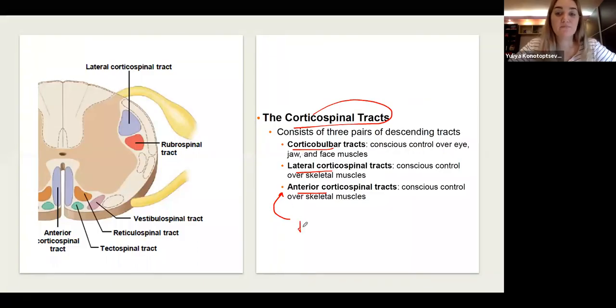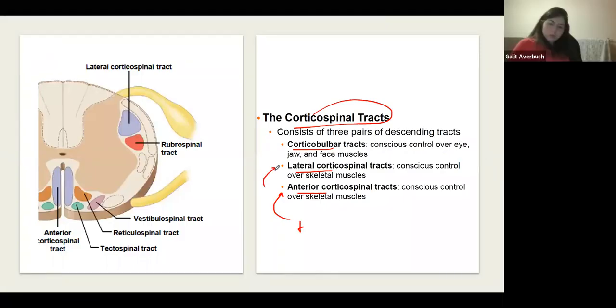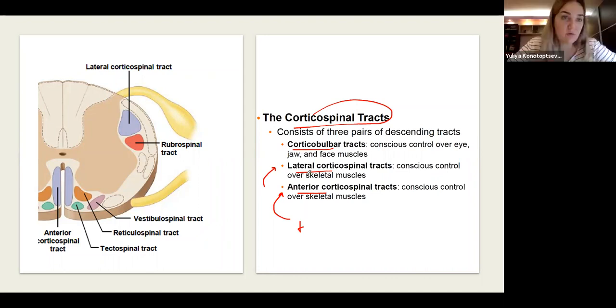Of the trunk. And lateral corticospinal is of the limbs. So which one do we use more? Of course, the lateral one.